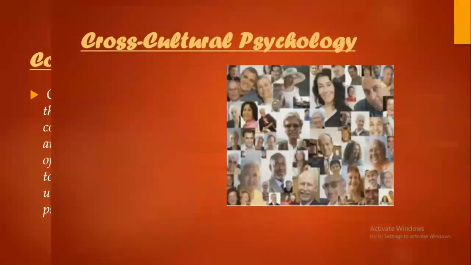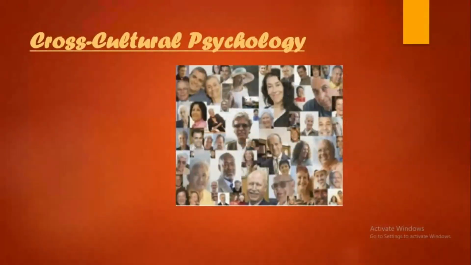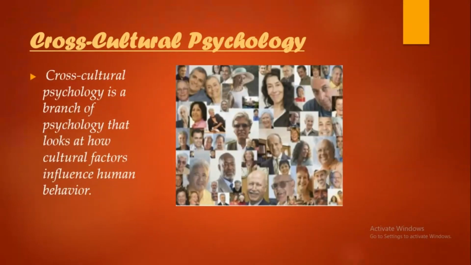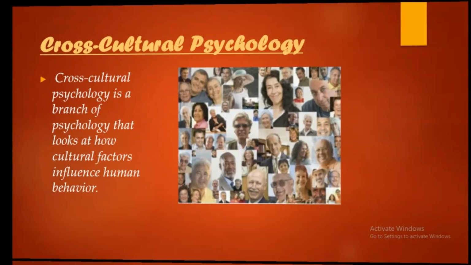So next one is cross-cultural psychology. As the name indicates, cross-cultural means different cultures. All human beings act according to their culture, right? According to their cultural beliefs. So in cross-cultural psychology, we basically deal with different cultures and their thinking patterns and their behaviors with respect to their cultures. So cross-cultural psychology is a branch of psychology that looks at how cultural factors influence human behaviors, right? So this is all about cross-cultural psychology.